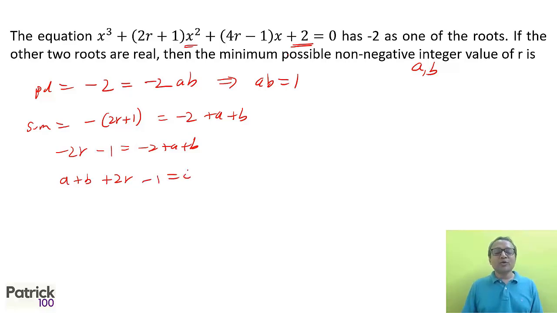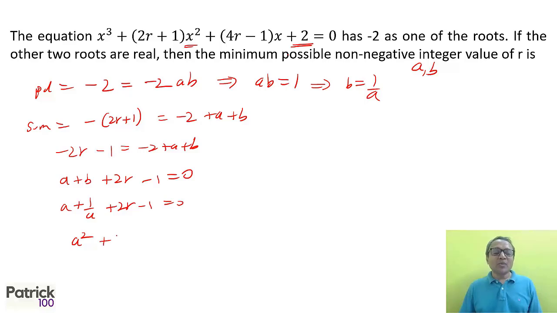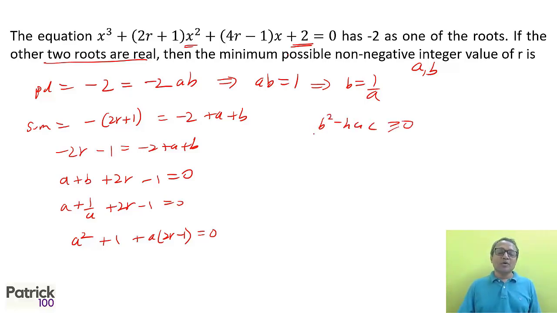Now I also know that b should be equal to 1 upon a. I can substitute that here. 1 upon a plus 2r minus 1 equal to 0. Multiply by a, a square plus 1 plus a into 2r minus 1. So you should understand, the moment I say two roots are real, you should understand that b square minus 4ac should be more than or equal to 0. So when you say b square minus 4ac, here b is 2r minus 1, b square, minus 4 into a is 1 and c is 1. Or you can say 2r minus 1 the whole square should be more than or equal to 4.